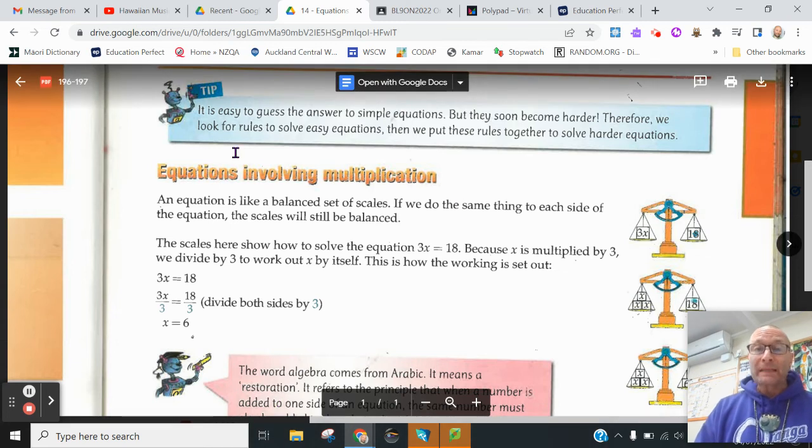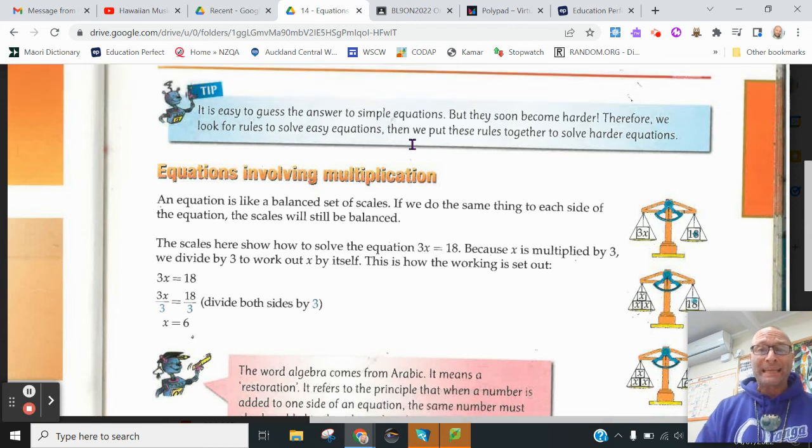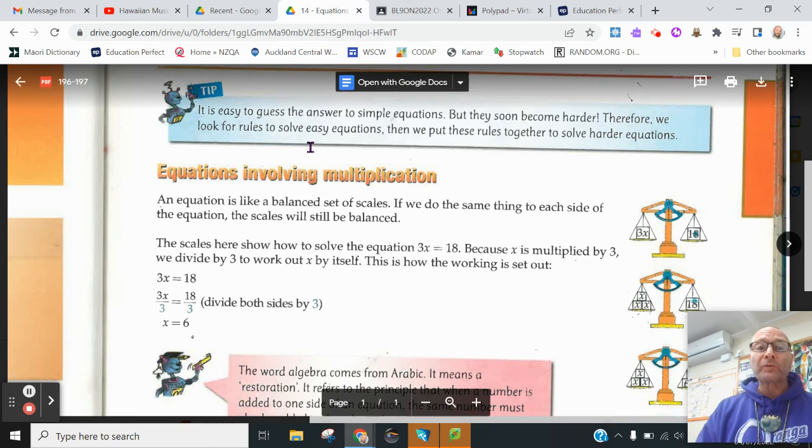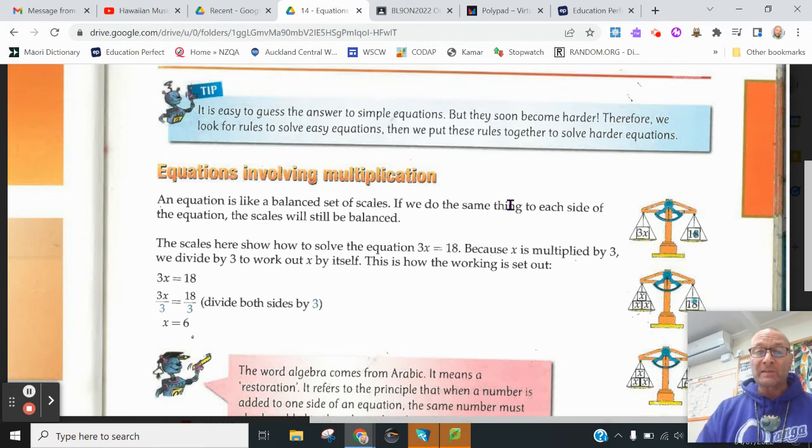In this video lesson, we're going to be talking about solving equations involving multiplication. With the easier ones, it's pretty simple to guess, but pretty soon they're going to get harder. Therefore, we're going to look for some rules or ways to solve these equations.